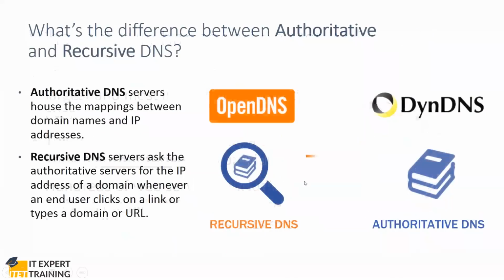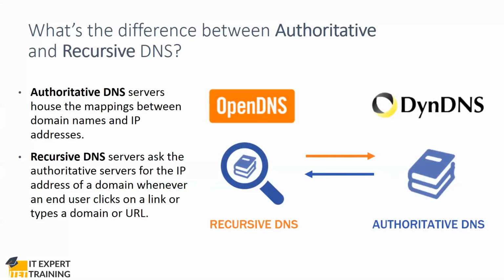Because of this, let's see. Recursive DNS primarily blocks C2 callbacks, malware, and phishing, whereas authoritative DNS primarily blocks DDoS attacks and protocol exploits. Okay. So now see what is the difference between authoritative and recursive DNS.